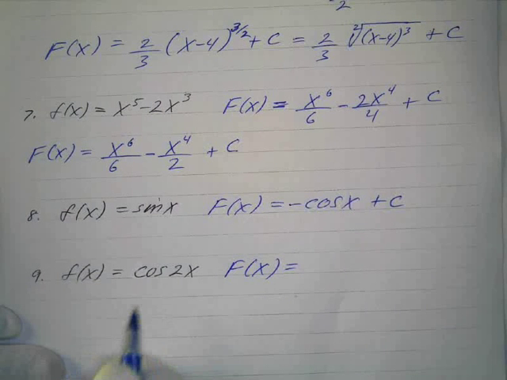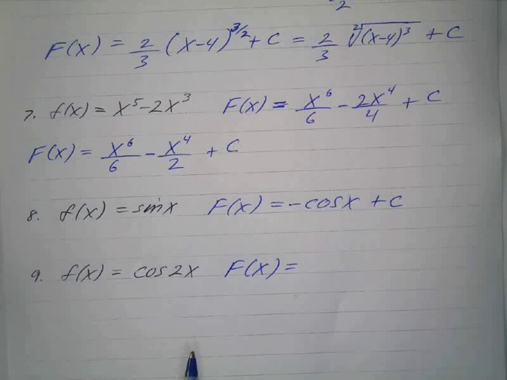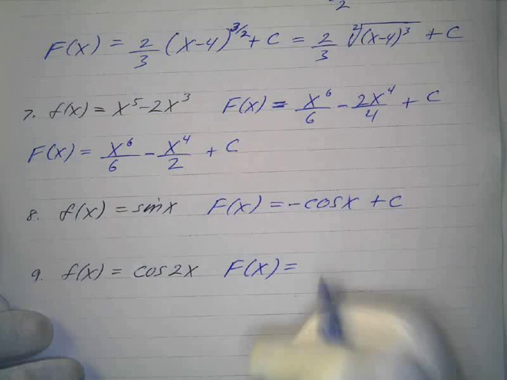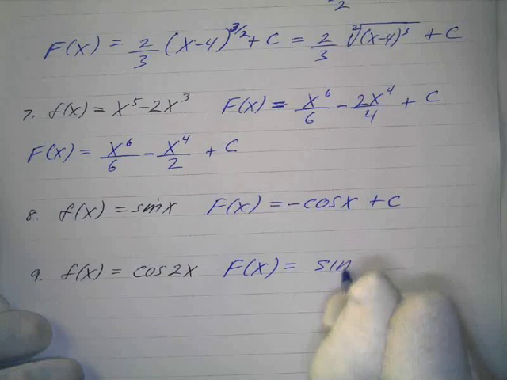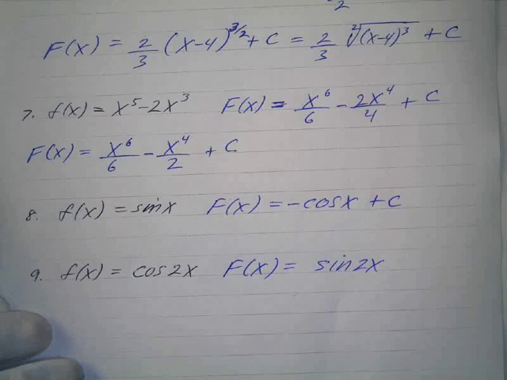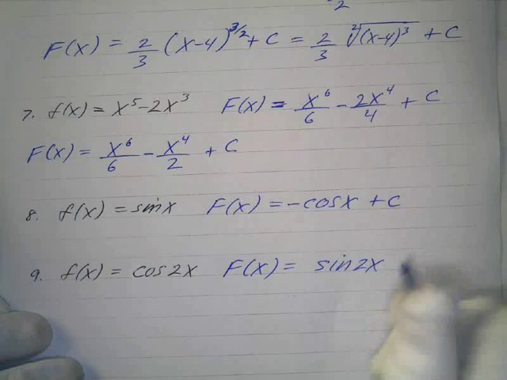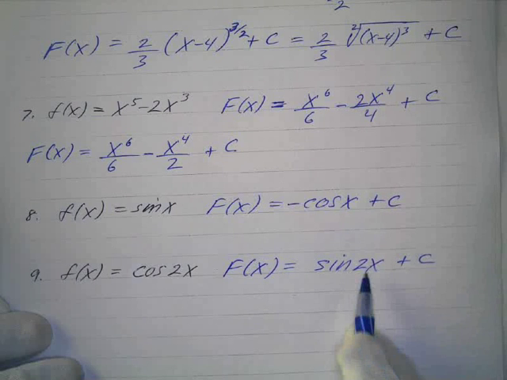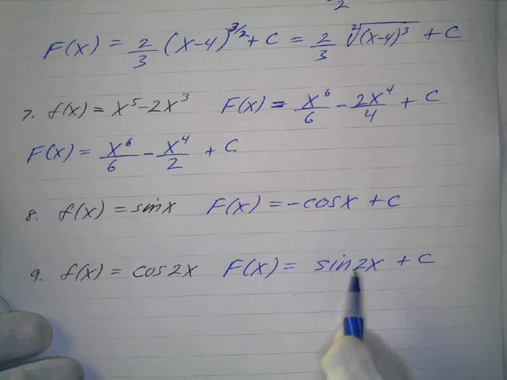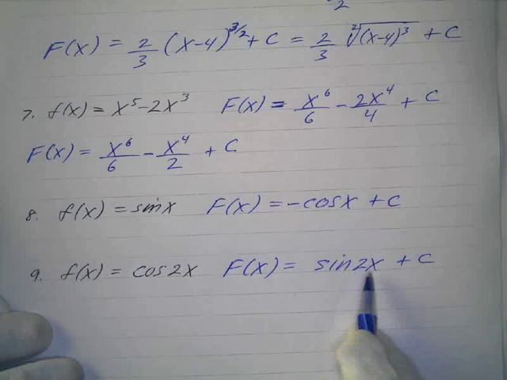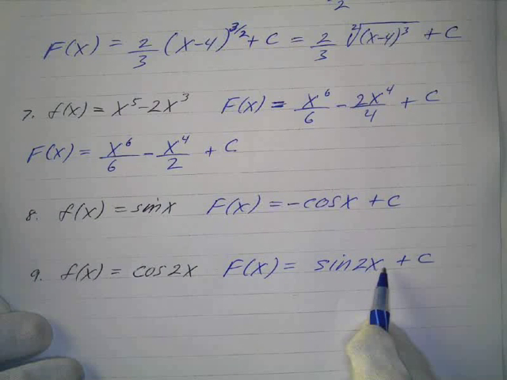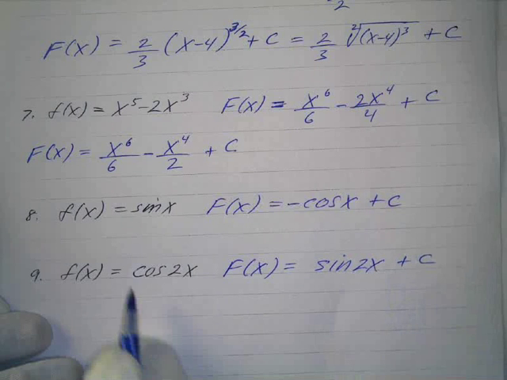And I know that the derivative of the sine is the cosine. That's what I'm really looking for. So it's going to be the sine of 2x over here, and then plus c. Now, if I take the derivative of this, what am I going to get? Well, I'm going to get the cosine of 2x times 2. So that's not going to work, because I just have the cosine of 2x.